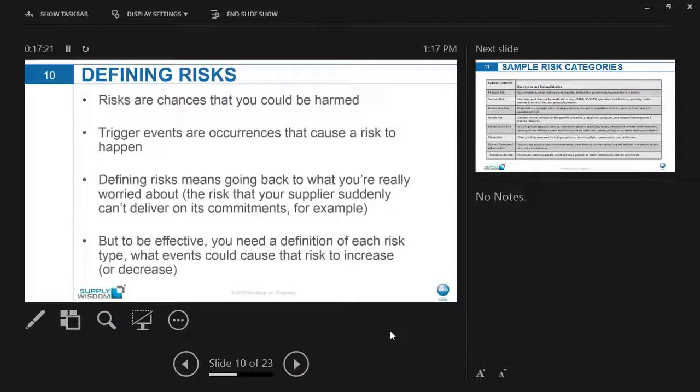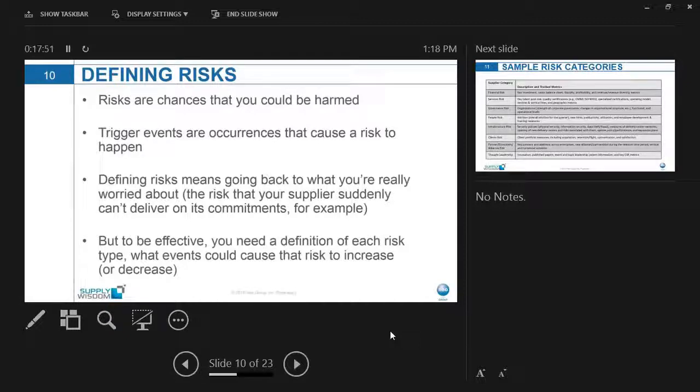And defining risks means going back to what you're really worried about. We talked about that, right, with the risk that your supplier suddenly can't deliver the compliance and the questions we were just talking about. But to be effective, you actually need a definition of each risk type and what events could cause that risk to increase or decrease, right? So once you know what risks you're concerned about, you can track those only if you know what events might cause that risk to happen.